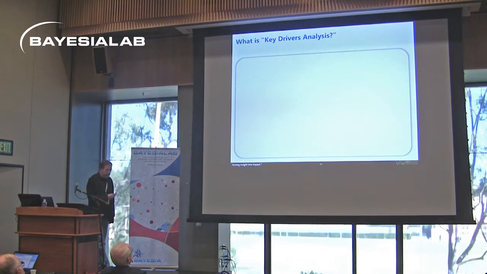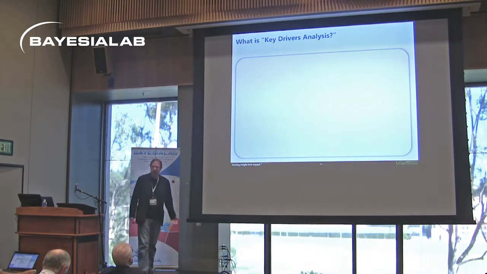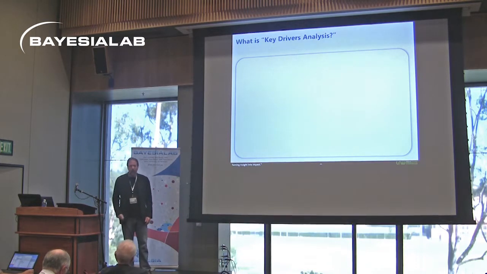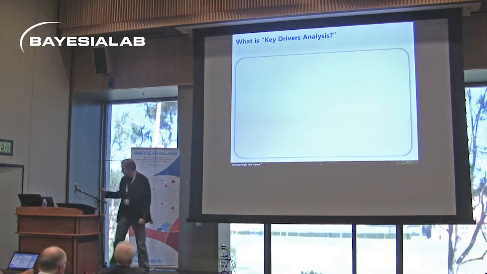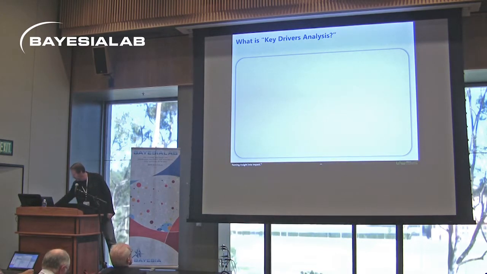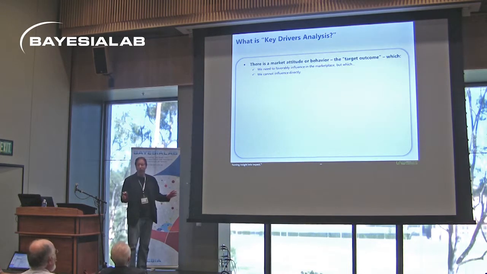Okay. First off, Bayesian networks for use in key drivers analysis. What is key drivers analysis? Well, it goes under a lot of different names, but it's basically this. And this is just a pointer. It's not going to advance it for me. Hey, I'm not nervous, though.